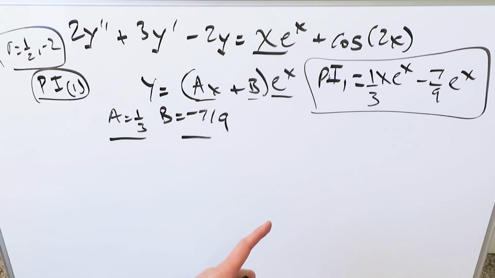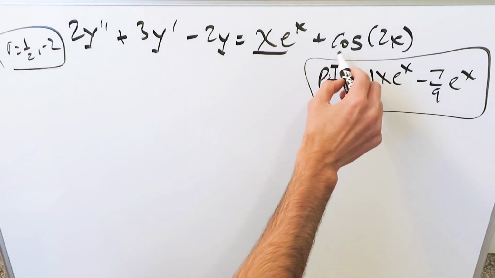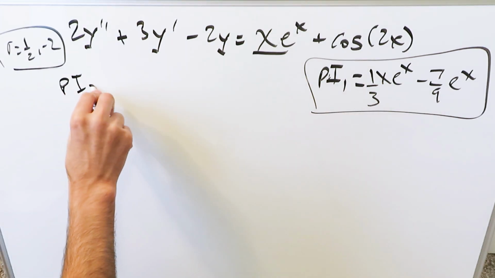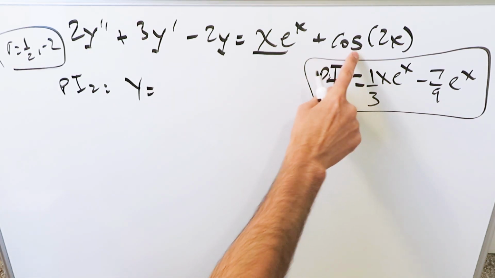1 over 3 x exponential minus 7 over 9 exponential, but you can see it's a difficult procedure because we have here a linear and an exponential term. It becomes complicated. We haven't forgotten about these two values. We'll work on those at the end. Let's look here at my second particular integral, which is to do with that. Y here is equal to something, but it should mirror that.